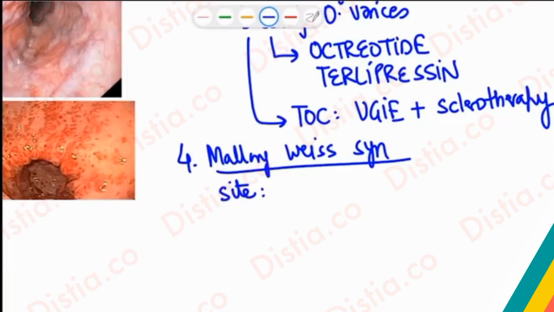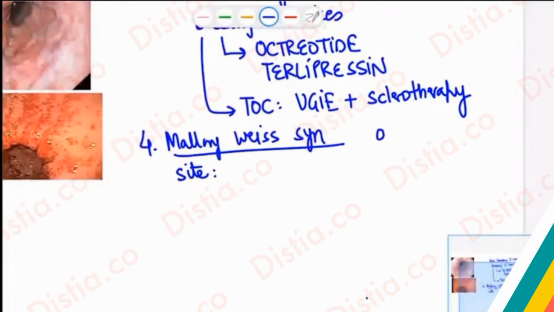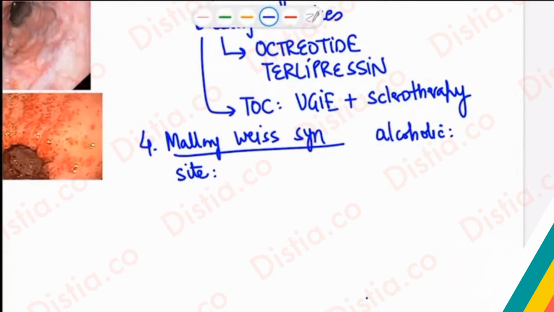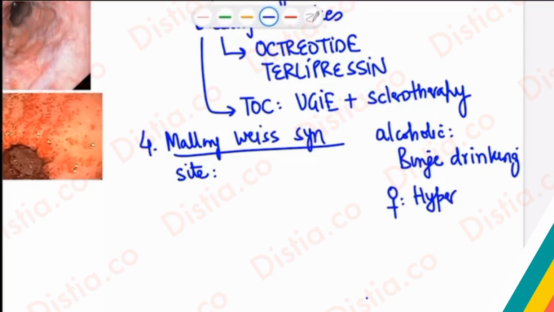Mallory-Weiss syndrome is commonly seen. The clinical history that would be given would be a person who's a hardcore alcoholic. He goes out drinking with his friends, they go to a bar and these guys are ordering drinks in large amounts, binge drinking. Or it could be a pregnant lady. She's in the first trimester and she's suffering from hyperemesis gravidarum.